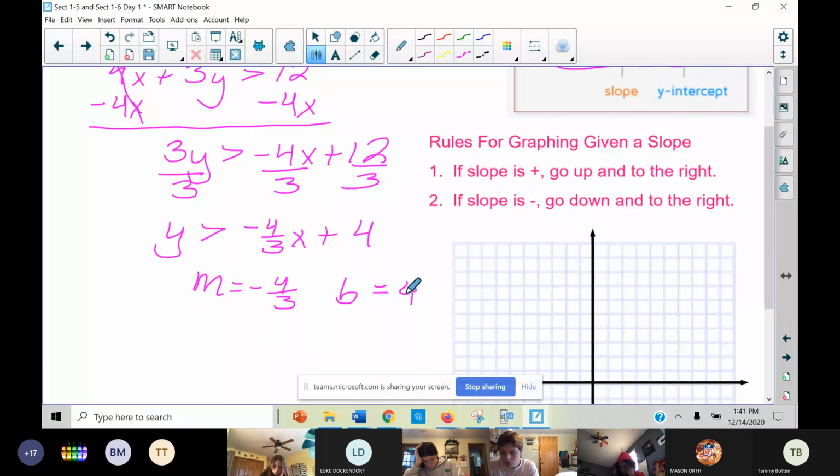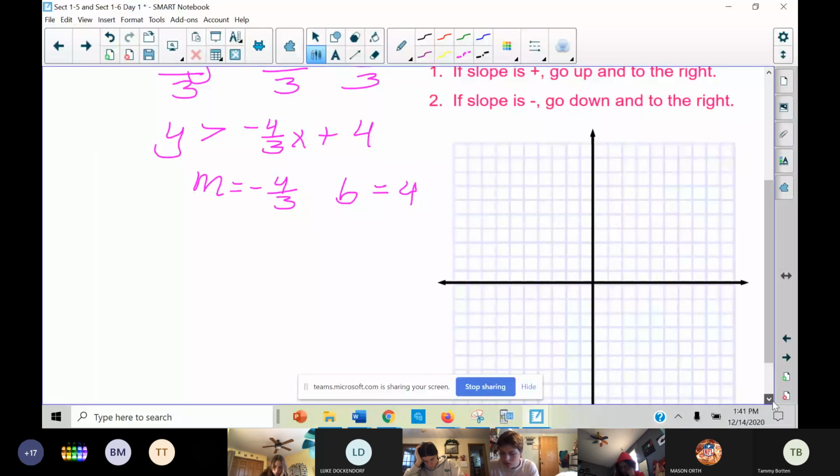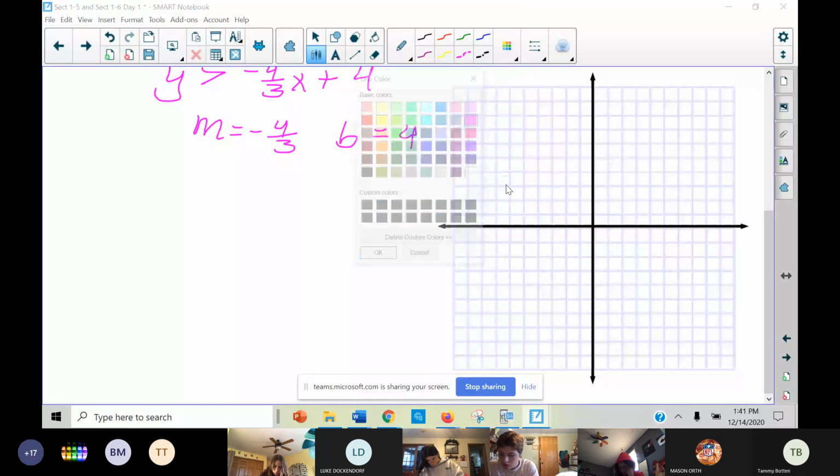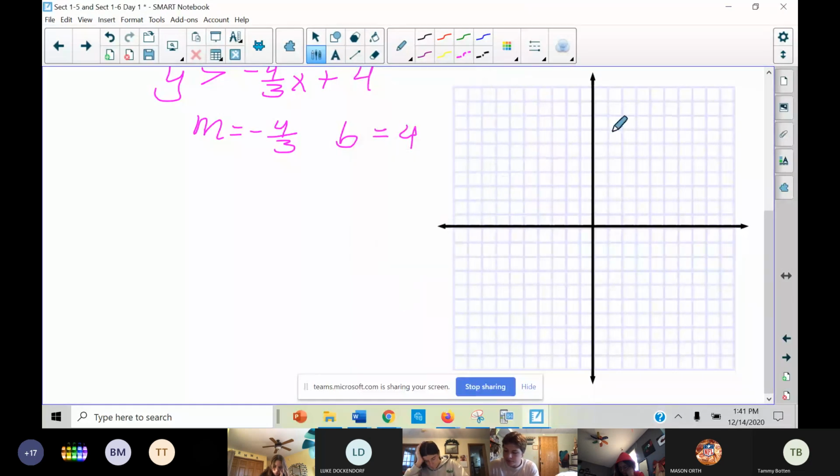So now I'm going to come back down here and plot this line. I can go up to my y-intercept of 4 and put a dot. And then my slope is negative 4/3. When it's negative, you go down and to the right. So I'm going to go down 4 and 3 to the right and put a dot and keep doing that. Down 4, 3 to the right, down 4, 3 to the right. And that's the same thing as going up 4 and 3 to the left.